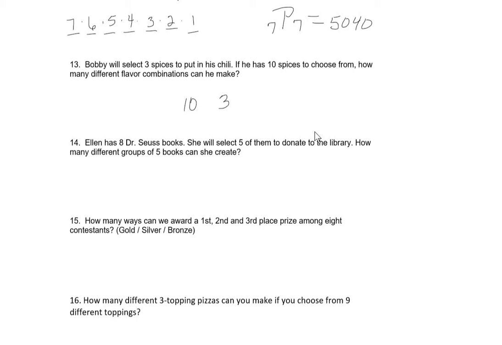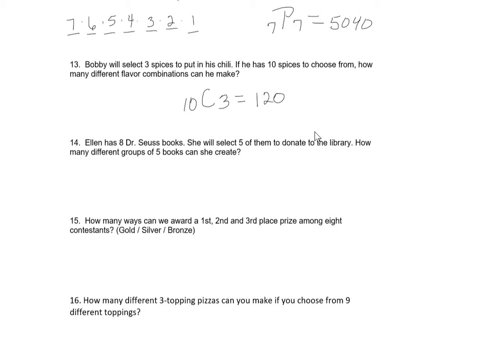So I have to figure out whether it's a combination or a permutation. And order does not matter, right? Unless it's Bobby Flay, who's a chef, who would probably tell you that there's a certain order that your spices have to go into the chili. But we're just going to say the order does not matter. So that is a combination. And that's going to give me 120 different options.